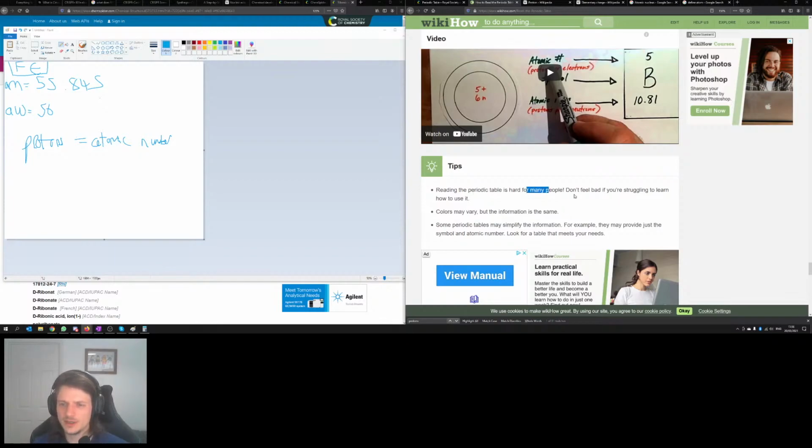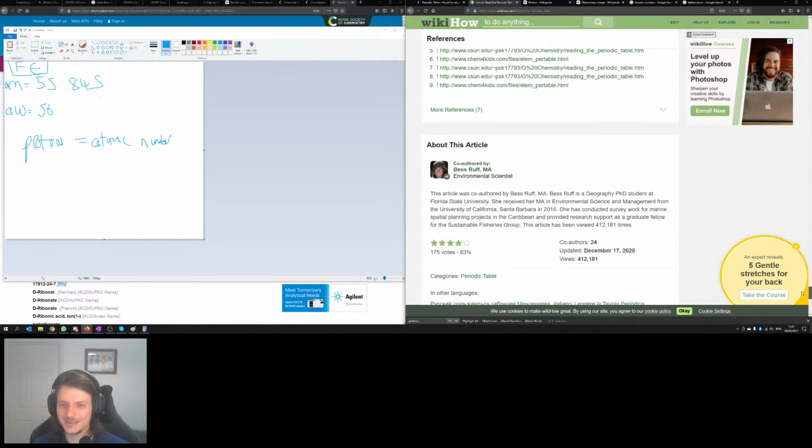Tips. Reading the periodic table is hard for many people. Don't feel bad if you're struggling to learn how to use it. Colors may vary, but the information is the same. Some periodic tables may simplify the information. For example, they may provide just the symbol and atomic number. Look for a table that meets your needs. Is there a helping hand table?